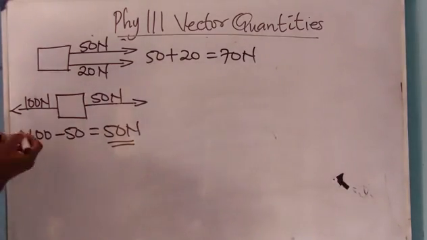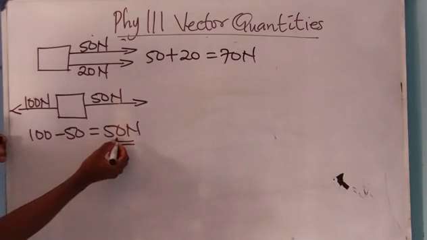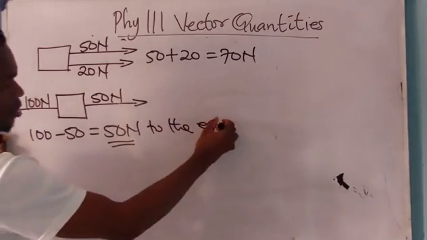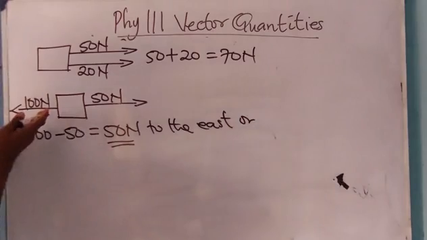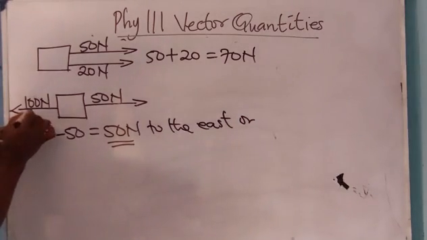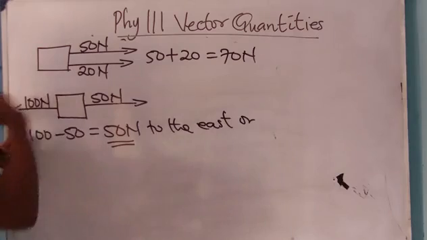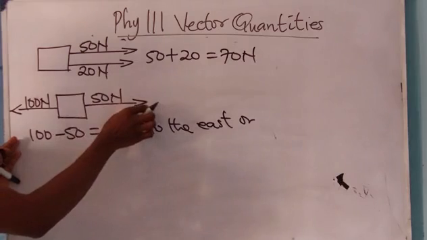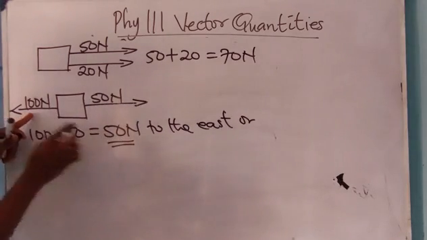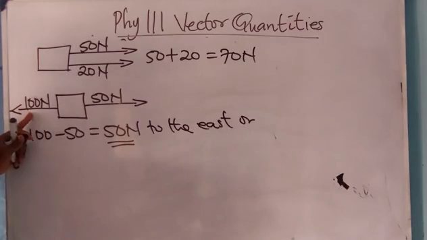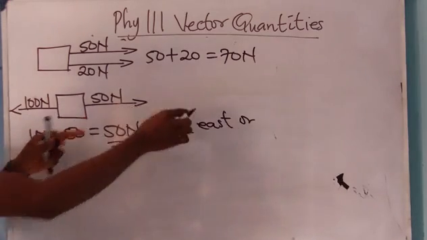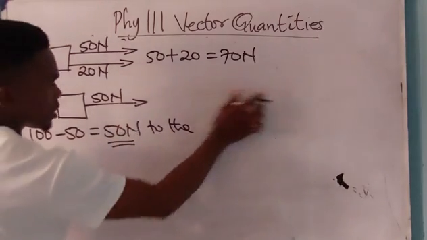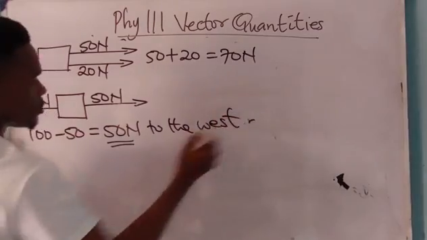And again, now we've gotten the resultant to be what? 50 Newton. Is it 50 Newton to the east or to the west? It is to the west, because the one traveling towards westward direction is bigger than the one traveling towards what? Eastward direction. So please, the answer is what? 50 to the west.